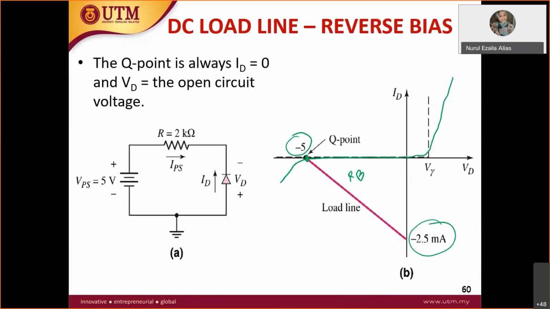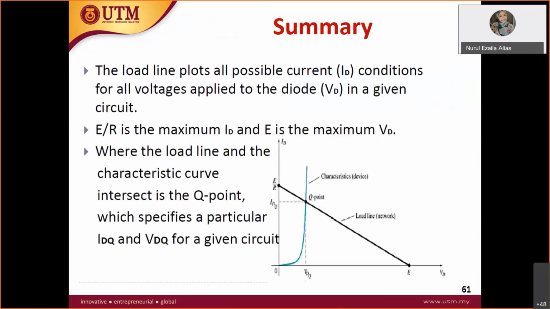If we summarize this, the load line plots all possible current ID conditions and all voltage applied to the diode in a given circuit. The Q point will shift upward or downward depending on the value of the resistor and the voltage. So maybe the question will ask you, after you draw the load line, what happens if the resistor RL increases. You have to explain the shift of the load line, either upward or downward. You have to imagine it, or go back to your equation.